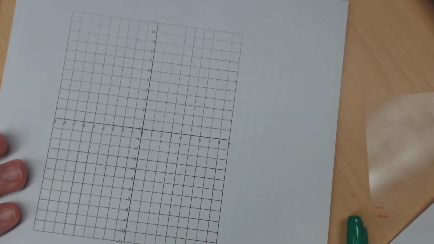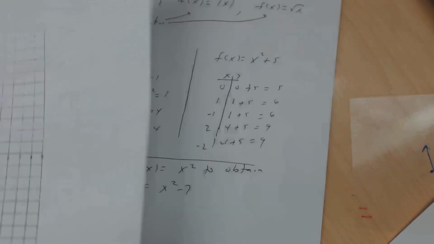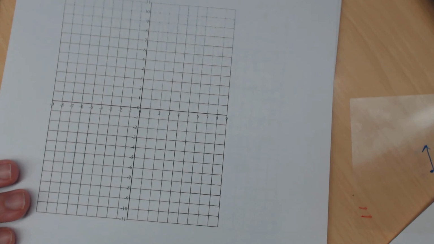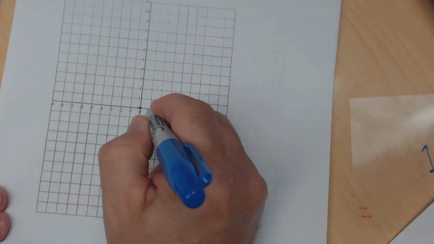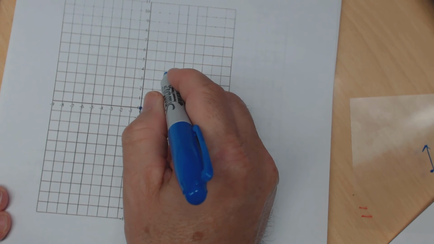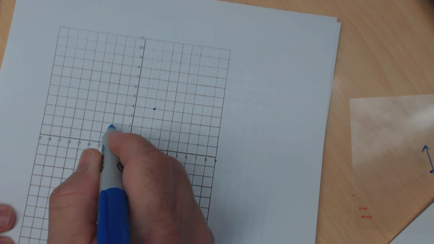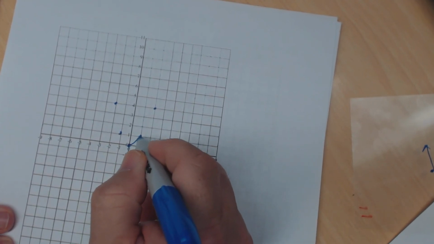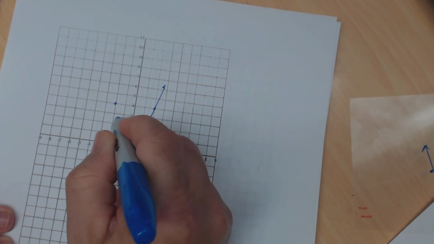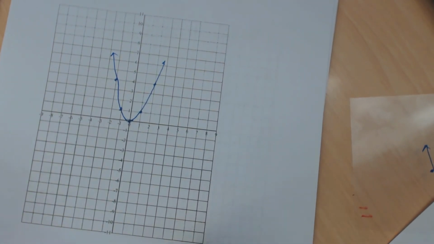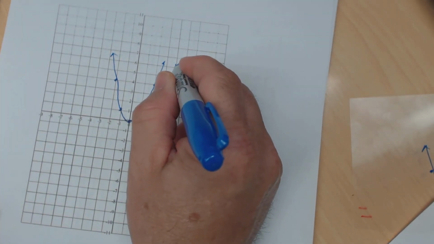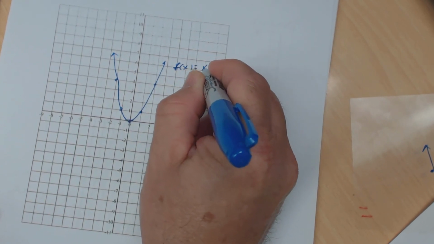You will first of all graph the parent function. Remember, it's the same 5 points each time for x squared. So you're going to say 0, 0, 1, 1, 2, 4, negative 1, 1, negative 2, 4. And then you connect them just like this. And there's your parent function. So this is f of x equals x squared.